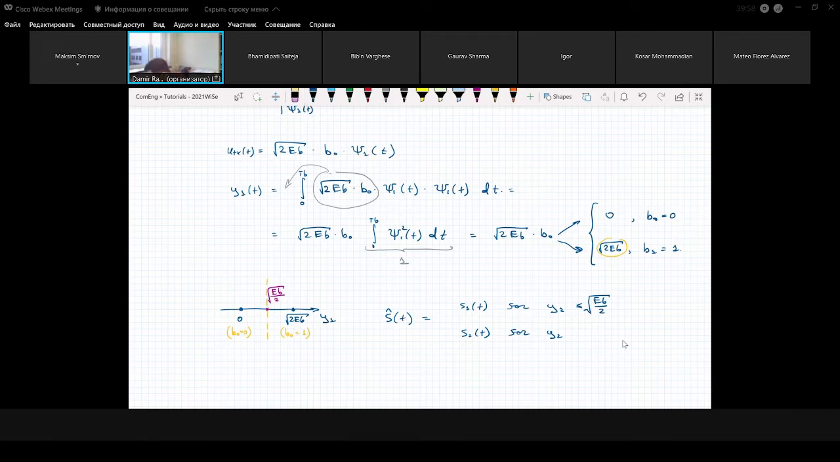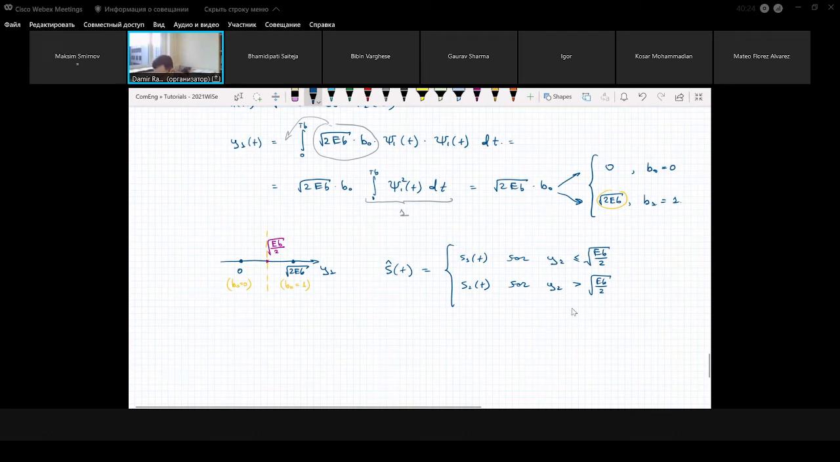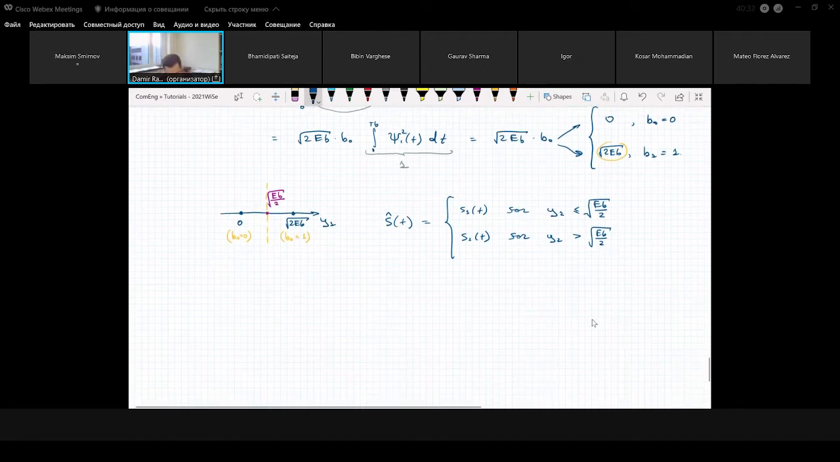But be careful. In one case it's smaller or equal, and in the other case it's strictly larger, because you cannot have both cases be equal. The threshold is EB over 2 under the square root. This is how we perform detection. We just compare with a specific threshold, and depending on what we see, we choose one of the options. Okay, this is what we do. Let's see what we have next.